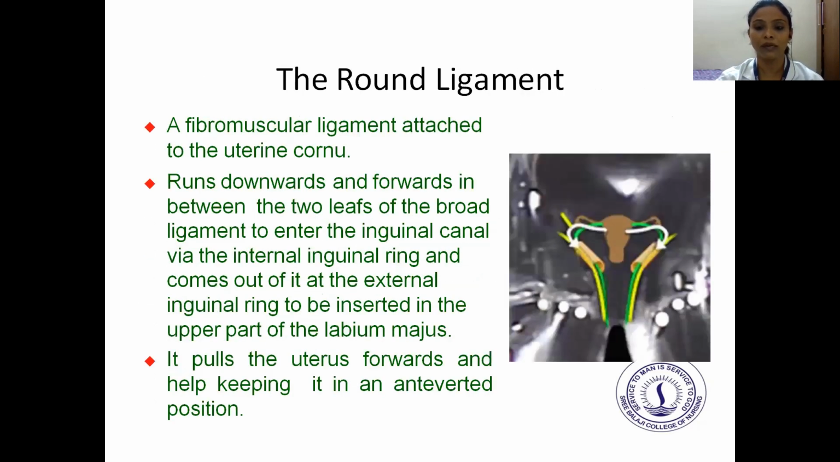Next is the round ligament. The round ligament is a fibromuscular ligament attached to the uterine cornu. It runs downwards and forwards between the two layers of the broad ligament to enter the inguinal canal via the internal inguinal ring, and comes out of the external inguinal ring to be inserted in the upper part of the labium majus. It pulls the uterus forward, keeping it in an anteverted and anteflexed position.